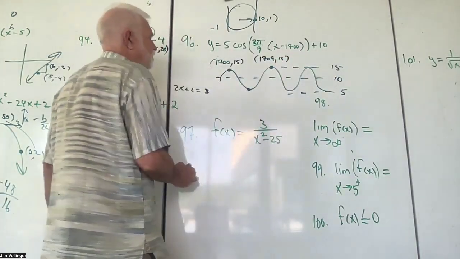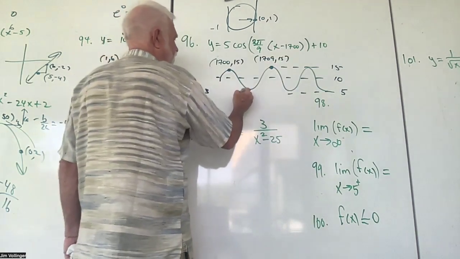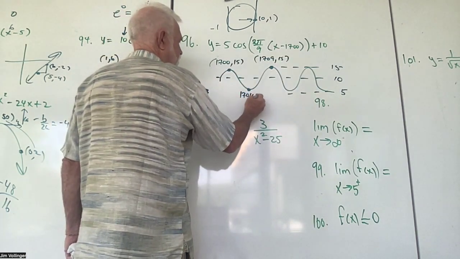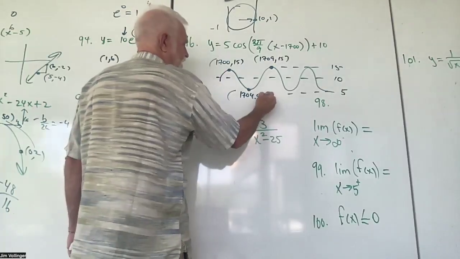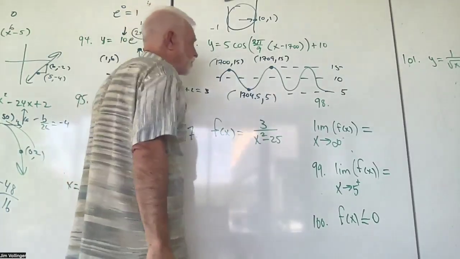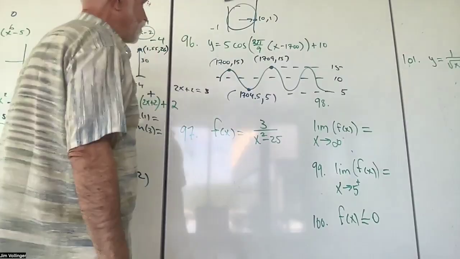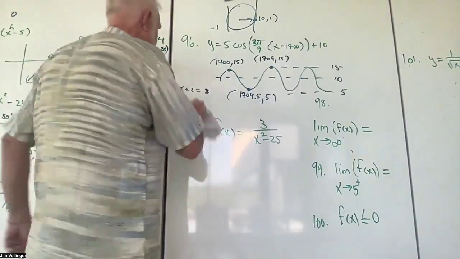So I know that that should be 1704.5. That should get me 5. Doesn't hurt to put that in and see how it works. We're not going to do that right now. We're going to do this problem next.